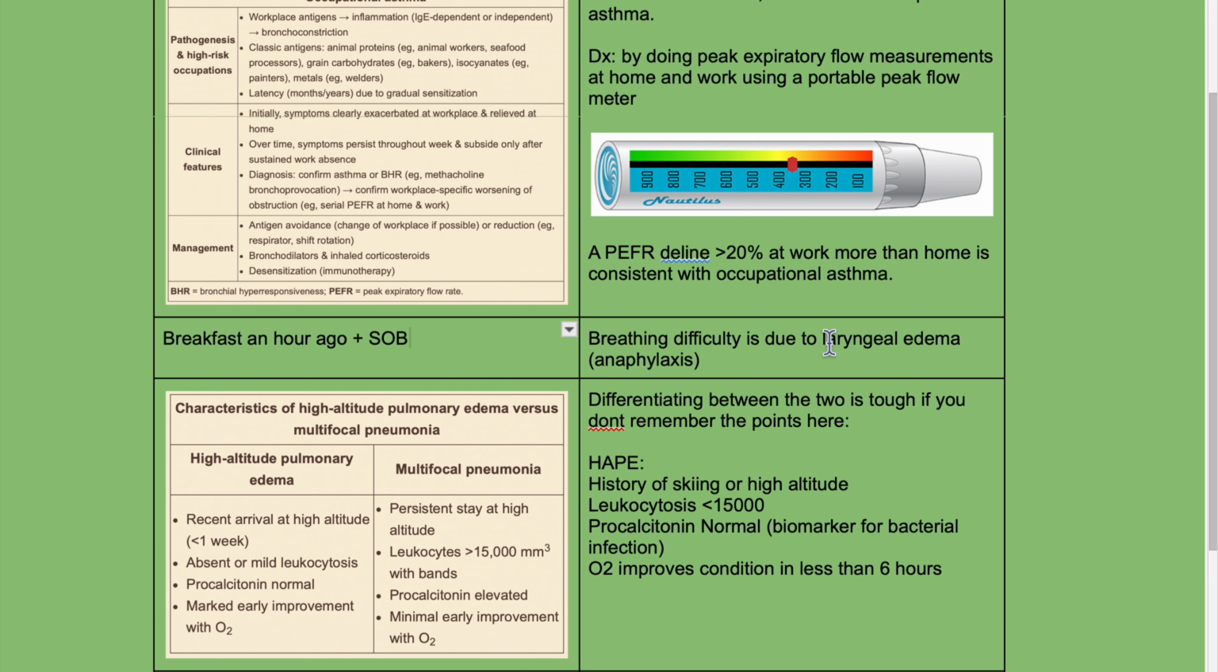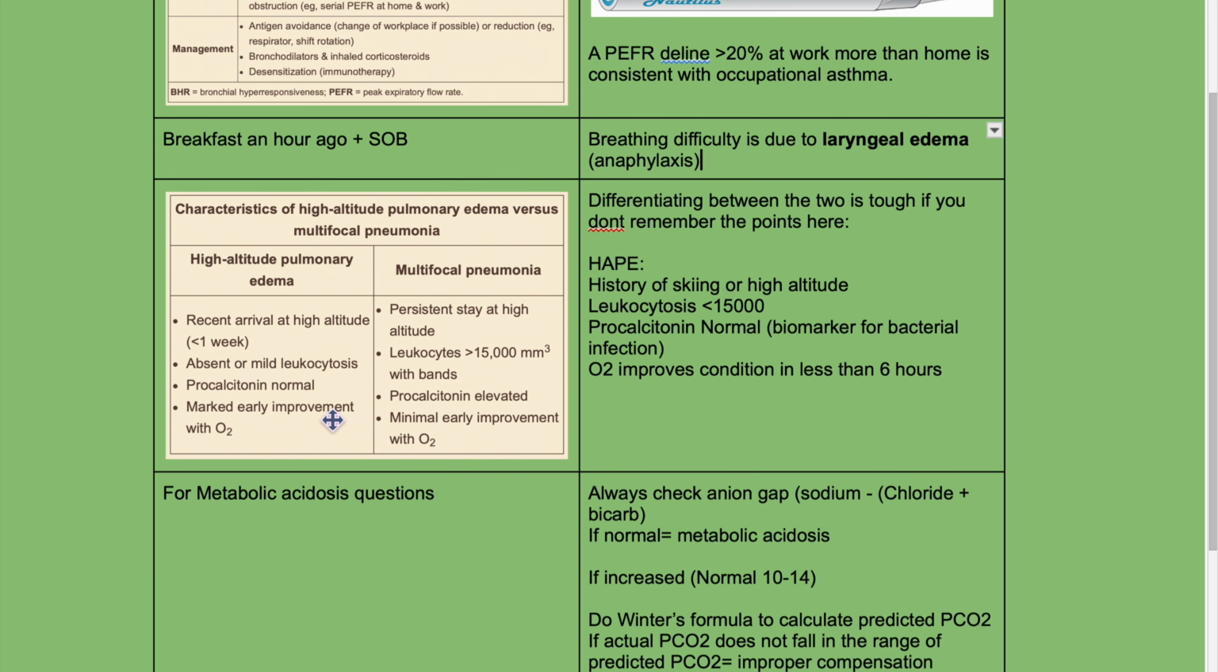Okay, the patient had breakfast an hour ago and now has shortness of breath and breathing difficulties due to laryngeal edema, due to anaphylaxis. Differentiating between the two is tough if you don't remember the points here.